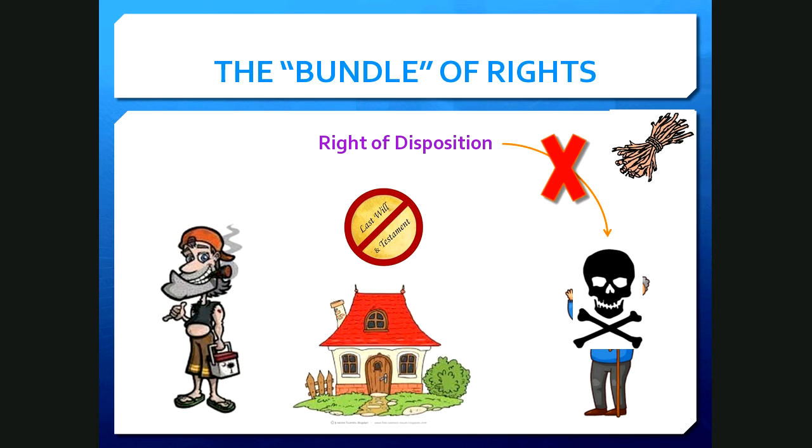So the right of disposition is a significant right, but you have to protect it, right? And if you want to choose who gets your property at your death, then certainly you should have a will. Otherwise, it passes by statute and you have no control over that.